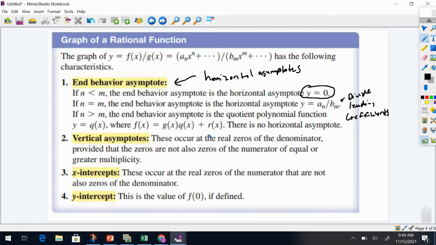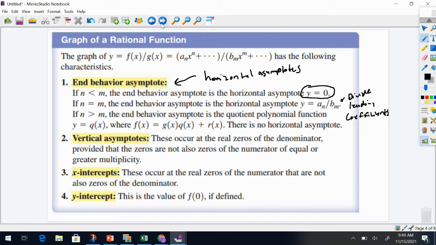The vertical asymptotes occur at the real zeros of the denominator. So we're looking at the bottom of the fraction. It says, provided that the zeros are also not zeros of the numerator. Remember what happens there? If we have a 0 on top and a 0 on bottom, then that's a removable point of discontinuity. It creates a hole in the graph. I don't want to look at holes. I want vertical asymptotes. X-intercepts are where the graph crosses the x-axis. Y-intercepts are where the graph crosses the y-axis. We're simply going to use our graphing calculator or Desmos to answer those questions.